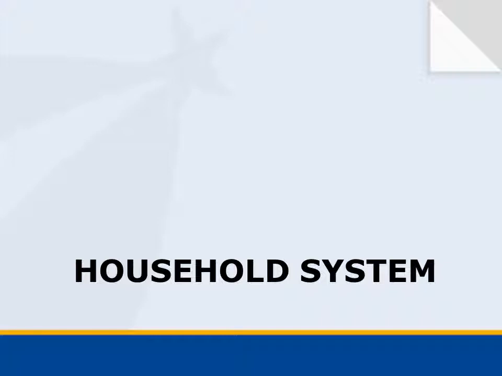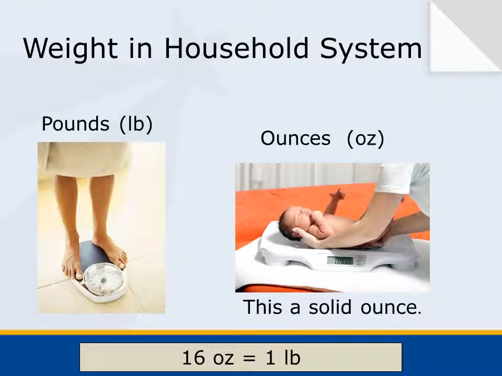We will look at how we measure weight, volume of liquid, and length in the household system. In the United States, this is the system we use in our daily lives. To measure weight in the household system, we use pounds and ounces. This is a solid ounce. For example, a baby's weight is expressed as 7 pounds, 4 ounces. The equivalency between these two is 16 ounces is equal to 1 pound. There is also a liquid ounce, which we will discuss later.